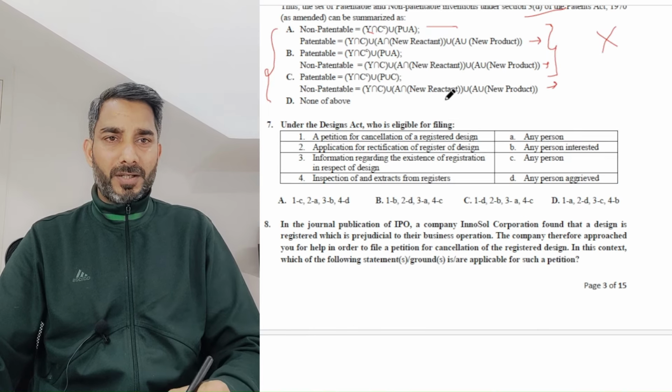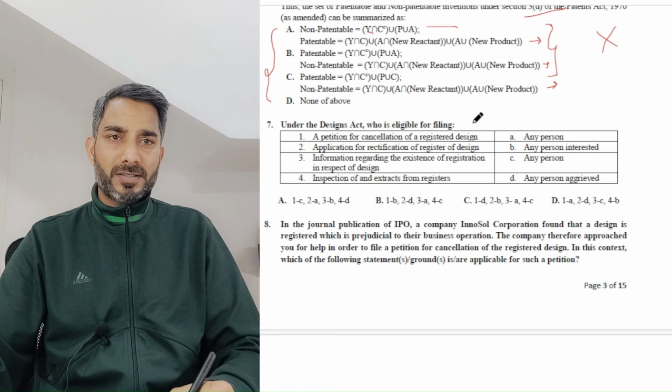Under the Design Act, who is eligible for a petition for cancellation of a registered design? It has to be any person interested. This is important. Let's see if there is answer 1B. There is only 1B correct. Should I even try something else?